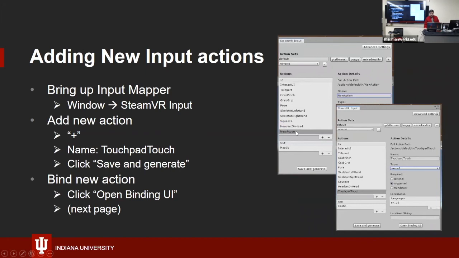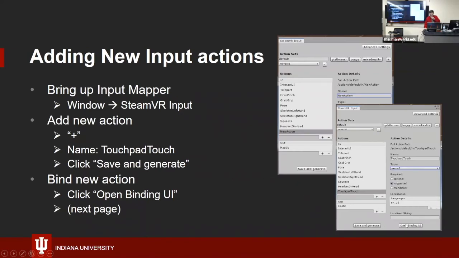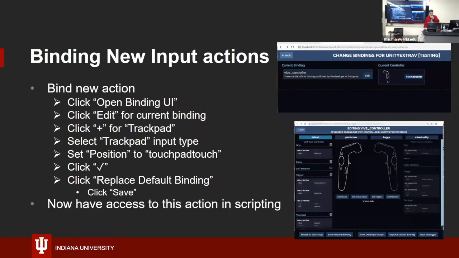So I press the plus, it says new action. I'm going to rename that new action up here to Touchpad Touch. And then I press Save and Generate. After I do that, next to the Save and Generate button is this Open Binding UI. So we have this user interface to bind actions we've created with the hardware, and this is where that mapping between different hardware comes into play. When we do that, it actually opens up a web page. So SteamVR is running its own little web page, or Unity is, and that web page has a user interface that lets us do that binding.